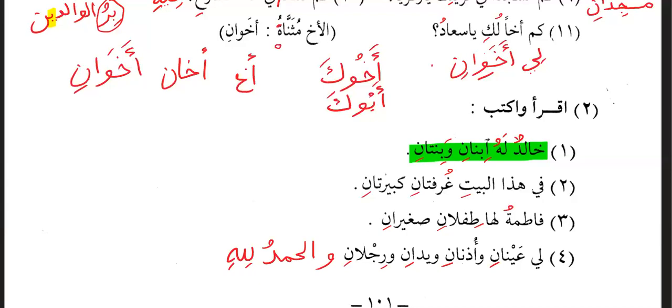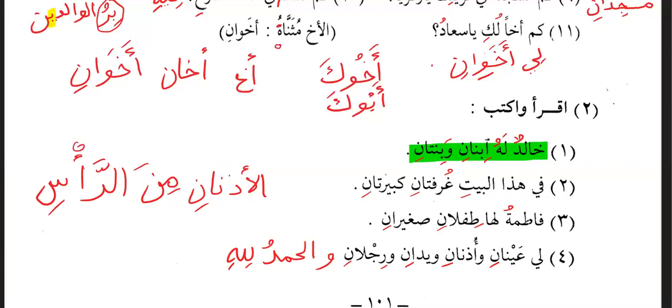So here now we understand the hadith that the Prophet ﷺ said, if you can work this hadith out. The Prophet said, الأذنان من الرأس. What does it mean? The two ears are part of the head. In what context did he say this? About the wudu.